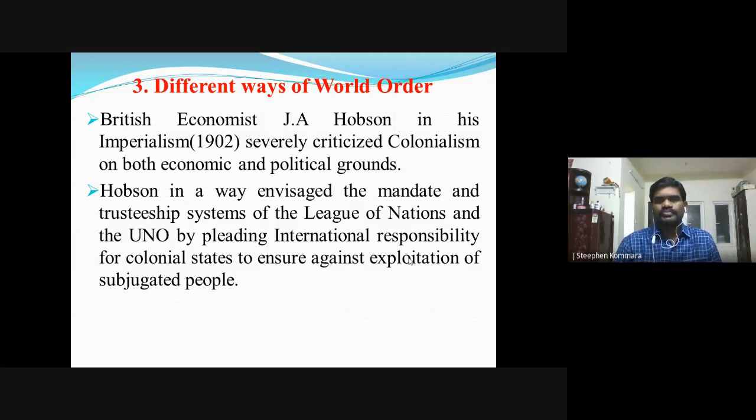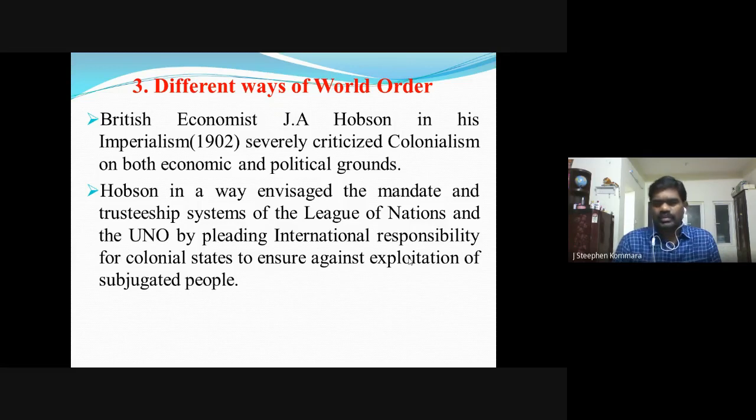ఎట్టి పరిస్థితుల్లోనూ ఎకనామిక్ అండ్ పొలిటికల్ గ్రౌండ్స్, ఆర్థిక పరంగా, రాజకీయ పరంగా మనకున్నటువంటి అధికారాన్ని ఉపయోగించుకుని పరిపాలిస్తామంటే కుదరదు అని చెప్పి. సో ఇట్ మస్ట్, ఎవ్రీ కాలనీ హ్యాస్ డీకాలనైజ్డ్, ప్రతి దేశం కూడా డీకాలనైజ్ అవ్వాలని చెప్పి ఇంపీరియలిజం అనేటువంటి గ్రంథంలో చెప్తున్నారు. So Hobson, in a way, envisaged the mandate and the trusteeship systems of the League of Nations and the UNO by pleading international responsibility for colonial states to ensure against exploitation of subjugated people.